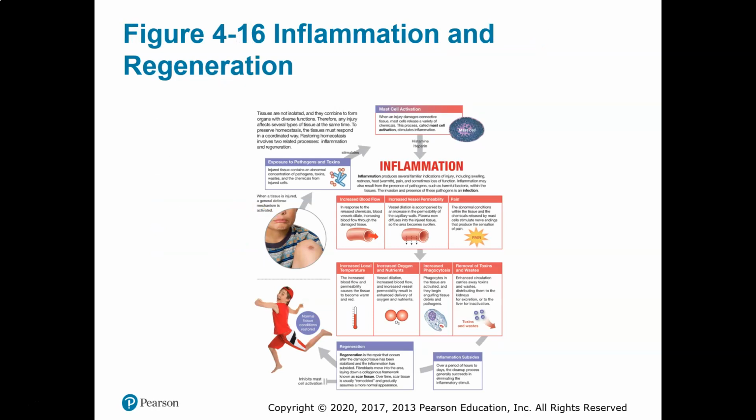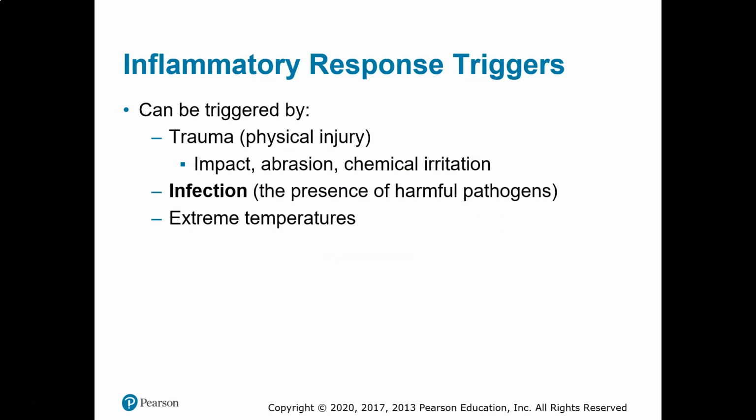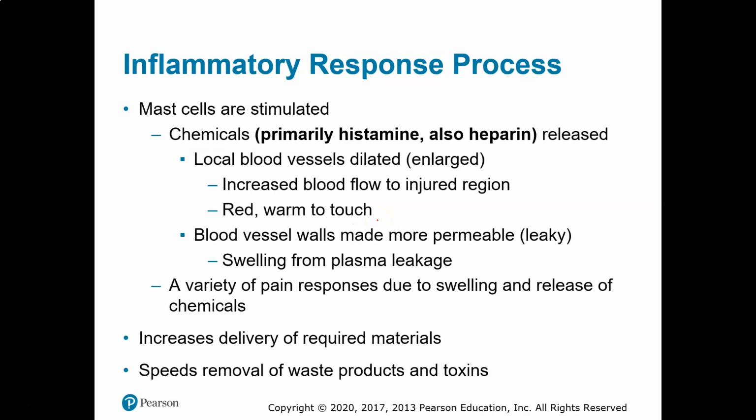And this is a chart that explains the inflammatory response. The inflammatory response can be triggered by trauma or physical injury, or it can be triggered by infection or extreme temperatures. In the inflammatory response, mast cells are stimulated and they release histamine and heparin. And what that does is it enlarges or dilates blood vessels, which increases blood flow to the injured region. And that is why we have the redness and the heat.